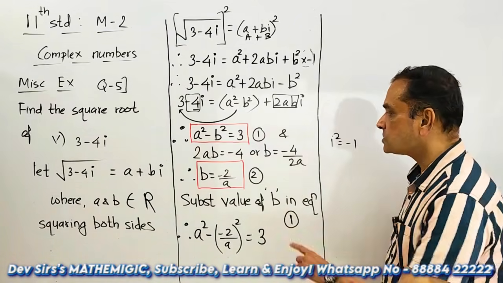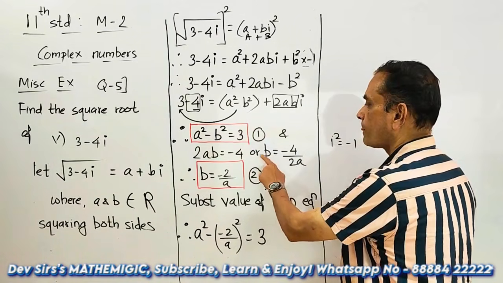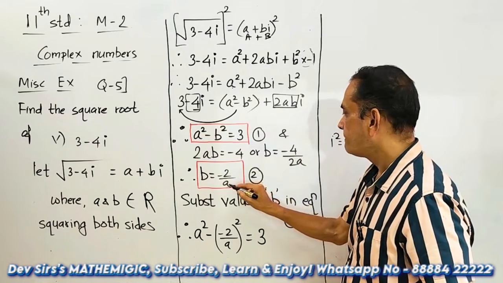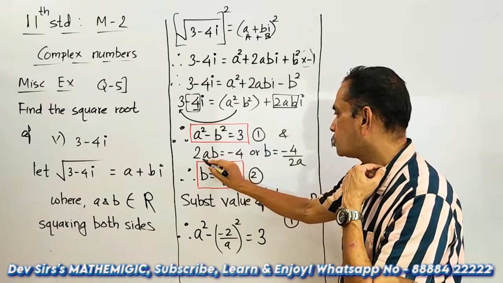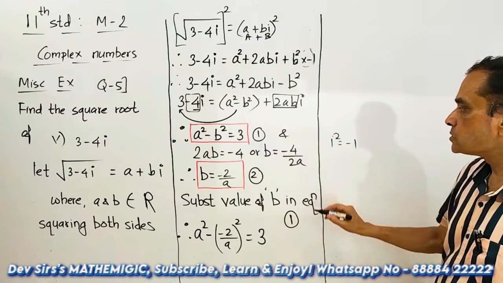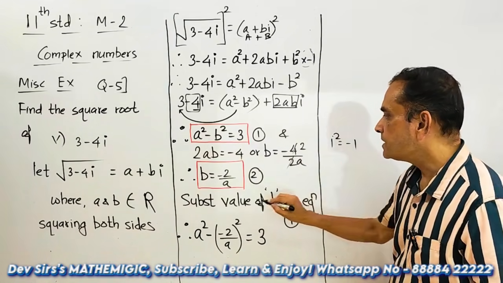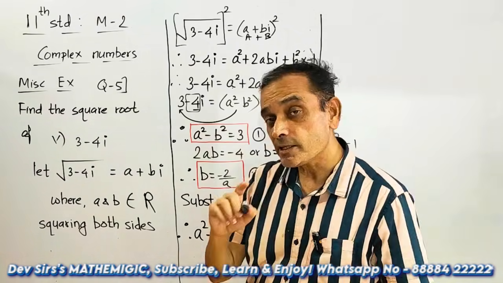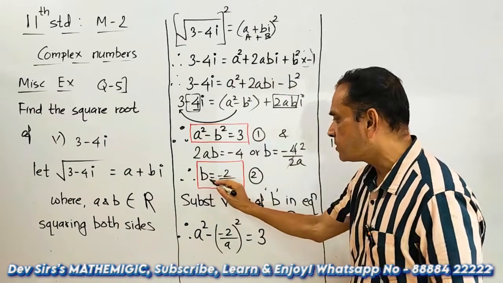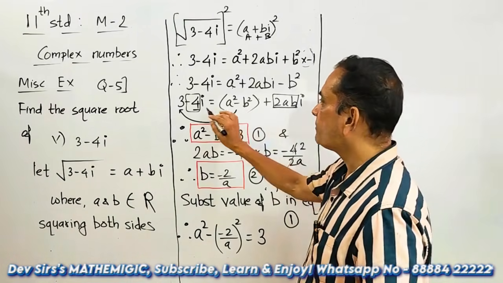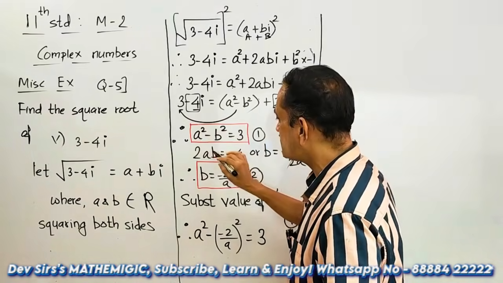So from the second equation, get the value of b. b is equal to minus 4 upon 2a. Minus 4 is on top, upon 2a comes in the denominator. Right? Minus 4 upon 2a. So 2 2s are 4. b is equal to minus 2 upon a. So when we equate imaginary parts, we always get an equation of this type, b equal to something. Okay? Understood?